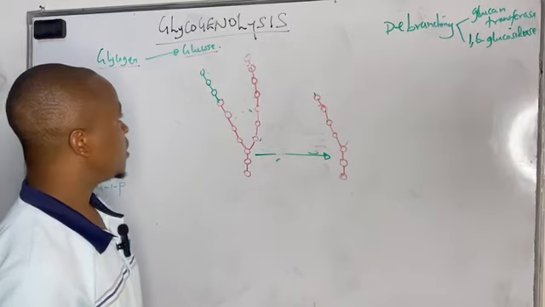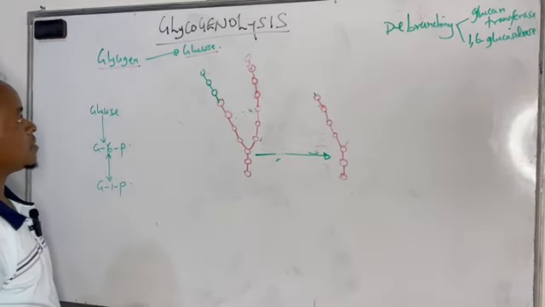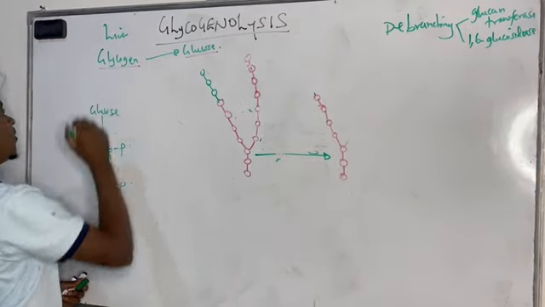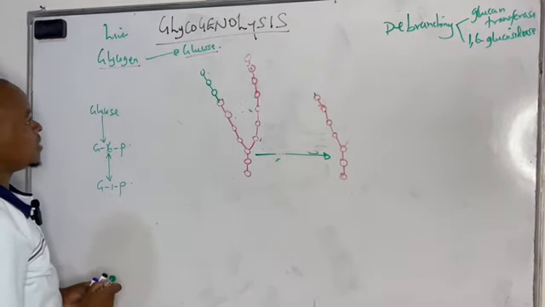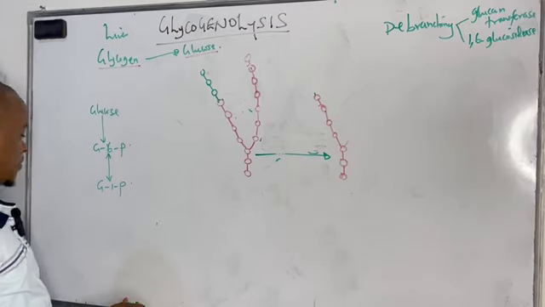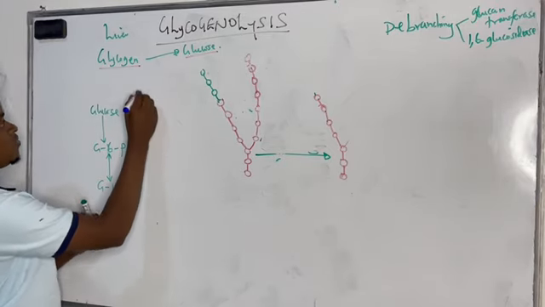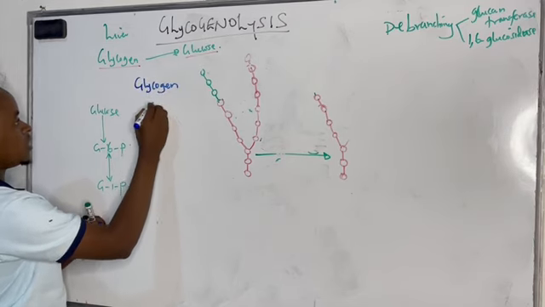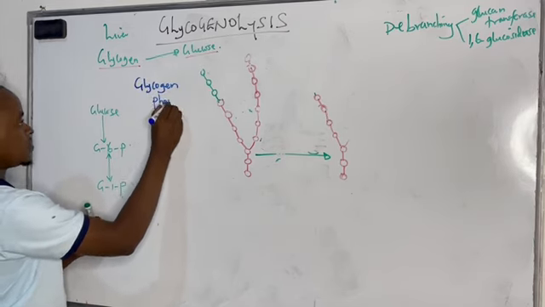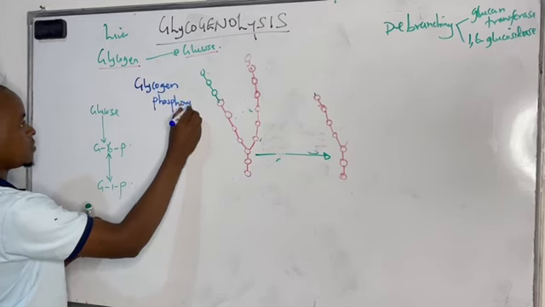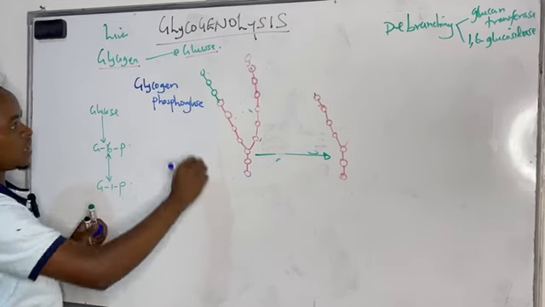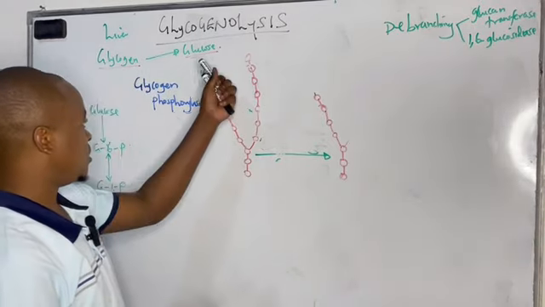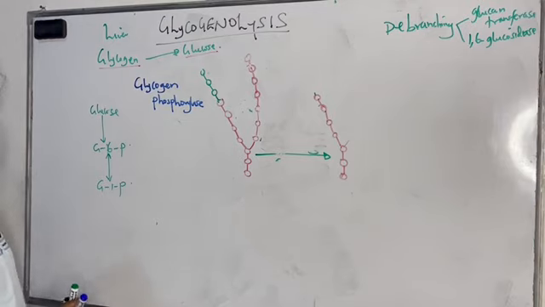This process of glycogenolysis takes place in the liver, whereby the chief enzyme that catalyzes this reaction is known as glycogen phosphorylase. So we see the enzyme glycogen phosphorylase breaking down the glycogen to release glucose 1-phosphate.